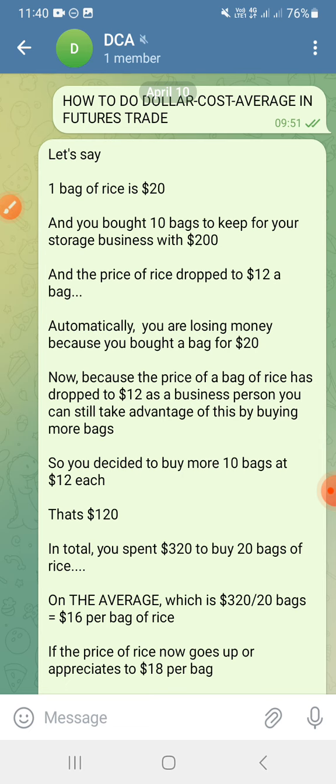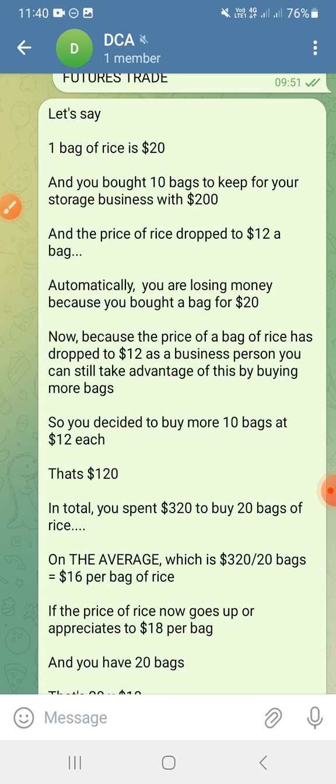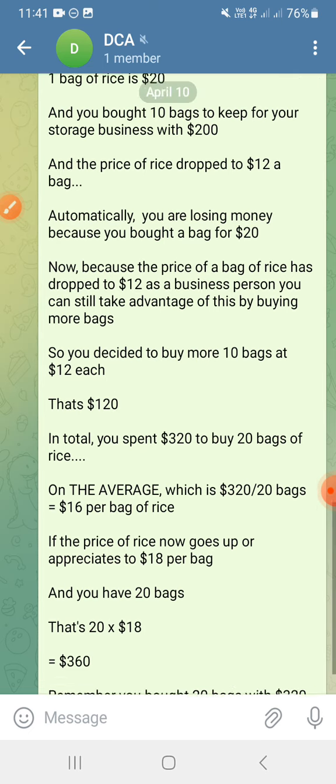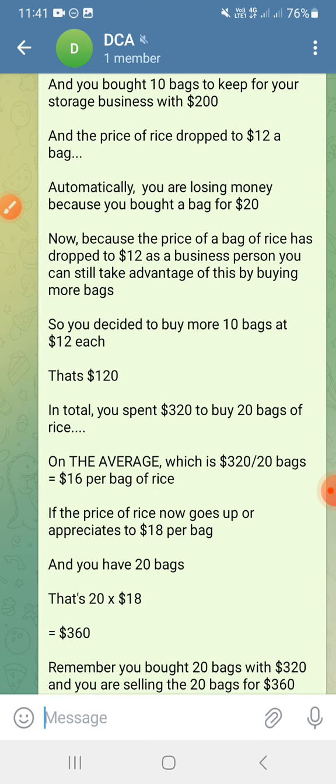Because the price of a bag of rice has dropped to $12, as a smart business person, you want to take advantage of that. So what did you do? You decided to buy 10 more bags at this new rate of $12 per bag, which means you spent $120 to buy 10 more bags. In total, you have spent $320 to buy 20 bags of rice. Remember, the first set of 10 bags you bought with $200, and the second set of 10 bags you bought with $120, because of the cost price at different times.